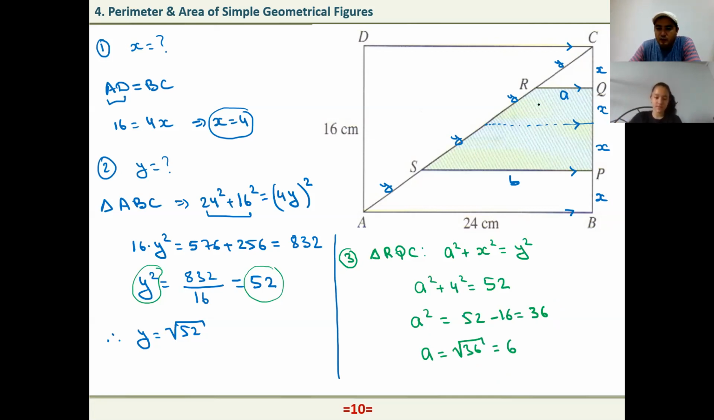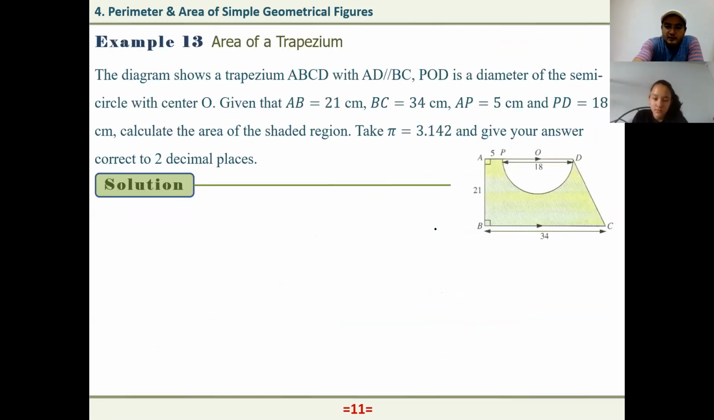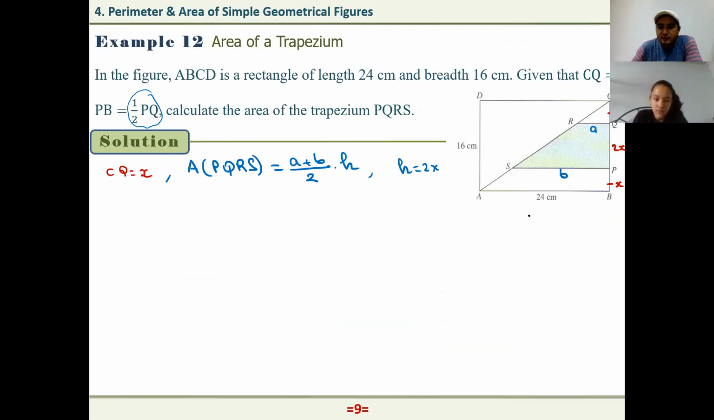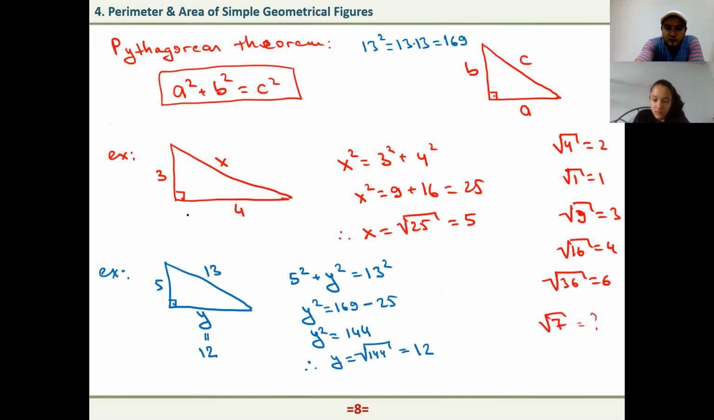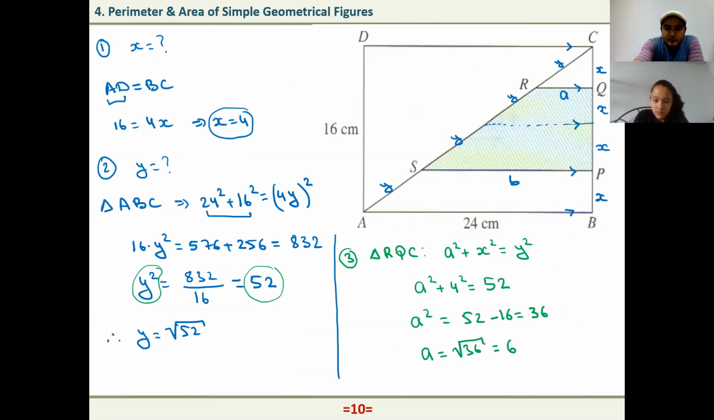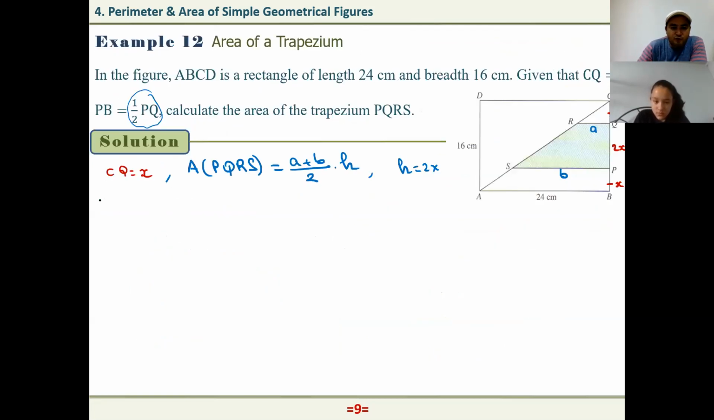We know the value of a. What is left? B. Now, I need to know b, right? Then I can find the area of this shaded region. Now, let's find b. To find b, I get back to the question here. This one is step 3. Let me just write step 4 here. Step 4. Now look at the triangle SPC. It's the right angle triangle, right?